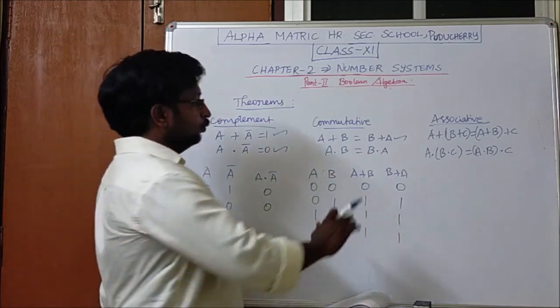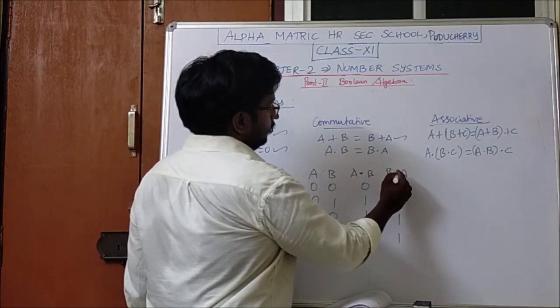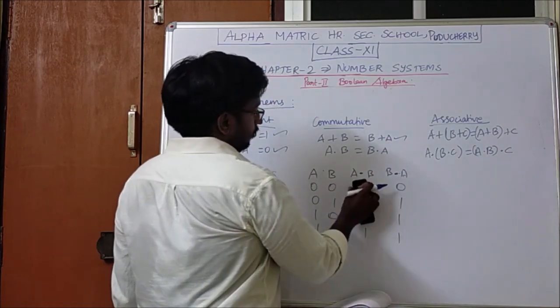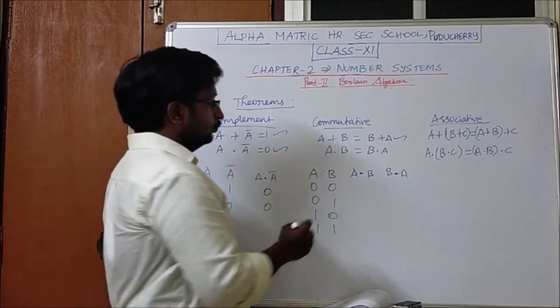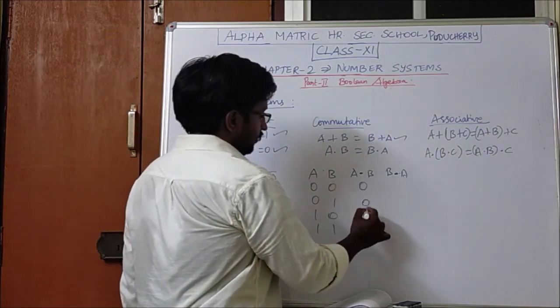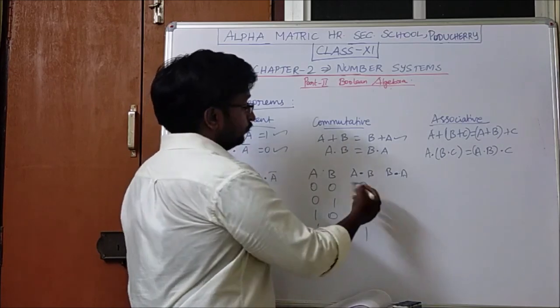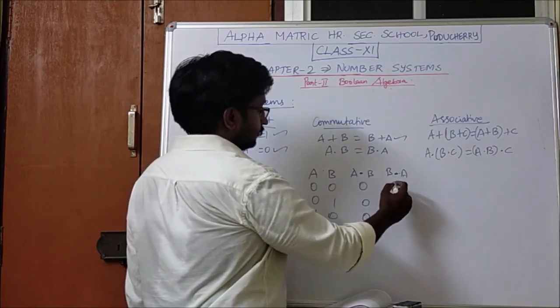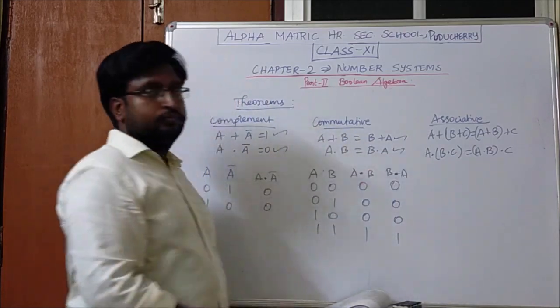Next one is A into B, that is A and B, and B and A. Only if both the inputs are true will the result be true. So in these cases the result will be false, and only in this case the result will be true. Same in vice versa. So it is true.